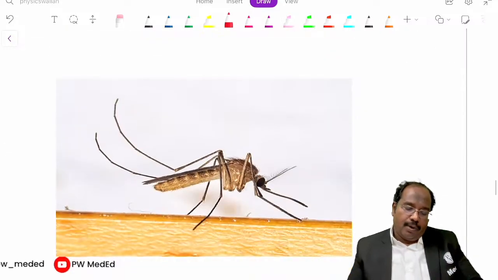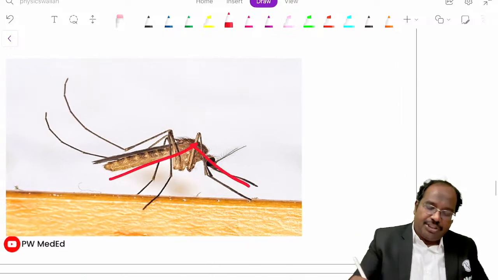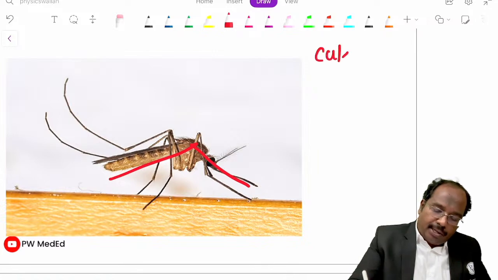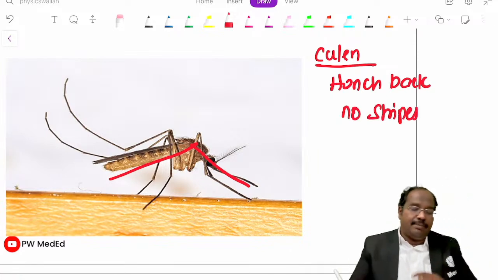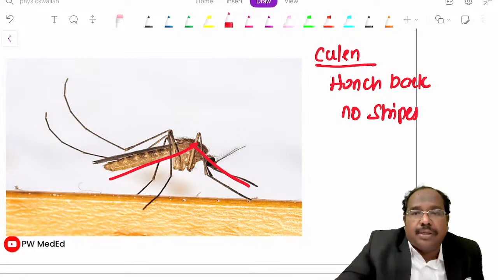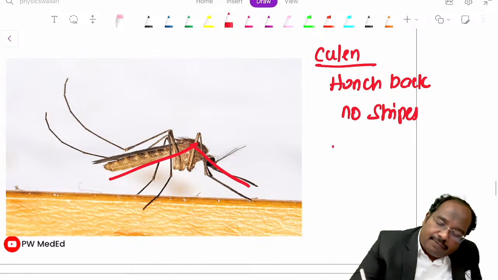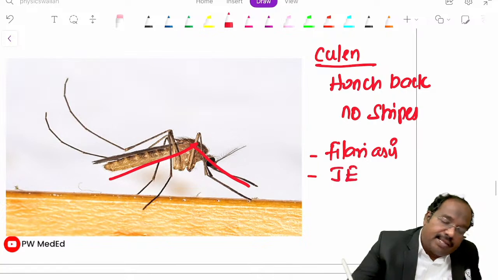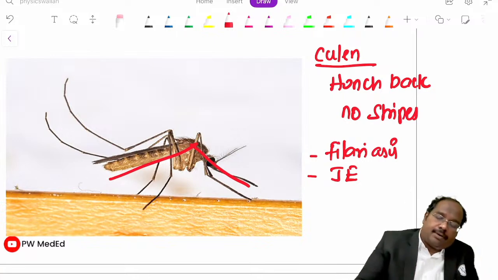Fine. What about this one? Yes, this mosquito exhibits a hunchback. This is the Culex mosquito. Hunchback will be there, with no stripes. If stripes are there, it becomes Aedes, guys. It breeds in dirty water. What disease does it transmit? It transmits filariasis and JE, guys. Hunchback, no stripes. Fine. Next.